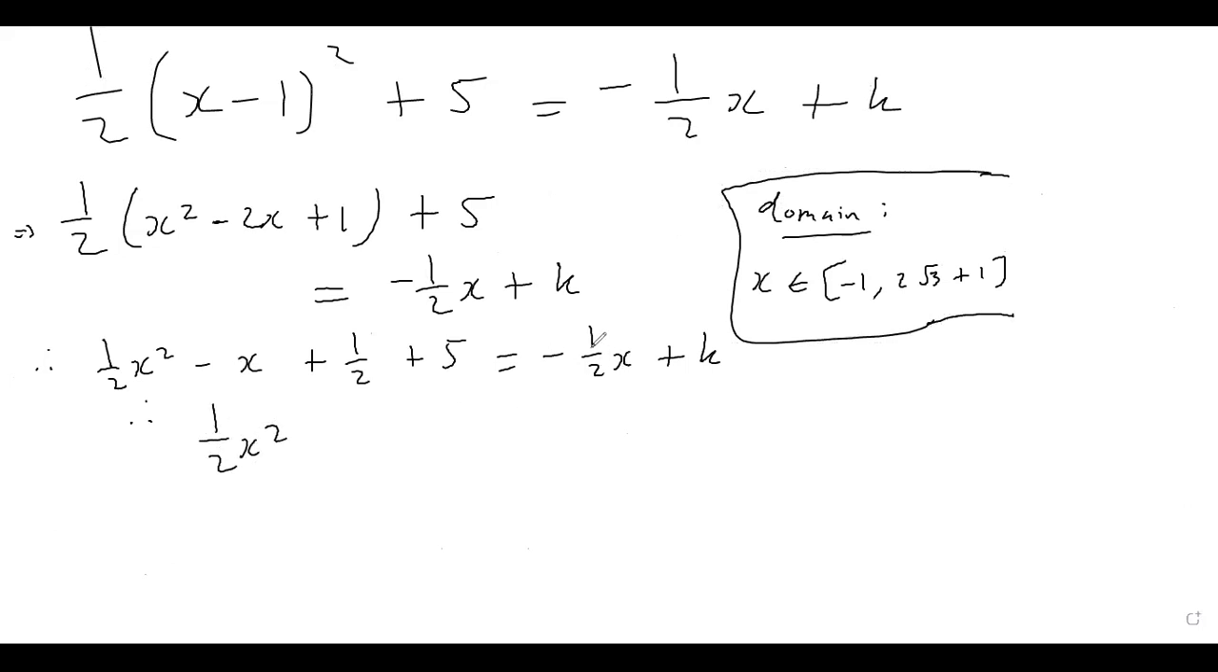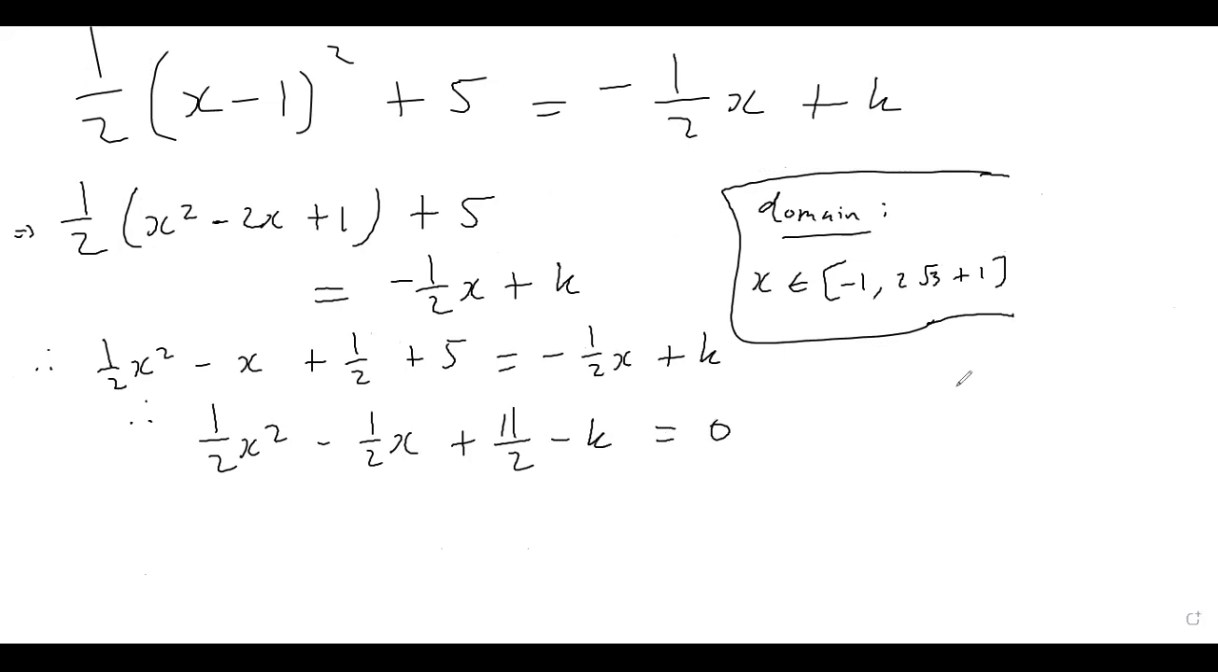If we add the half x to both sides, we get negative a half x, and then a half plus 5, that's going to be 11 over 2. So we've got plus 11 over 2, and then we're going to take away this k from both sides. We're going to take away k there, and then that's equal to 0.